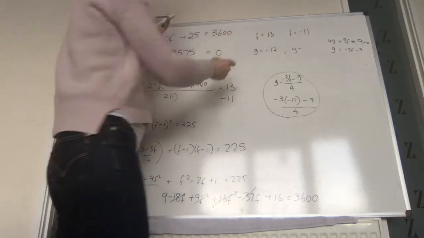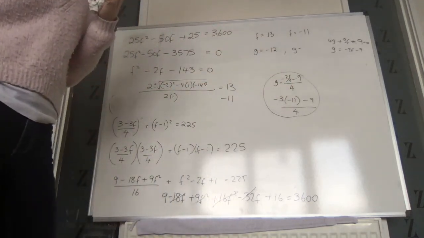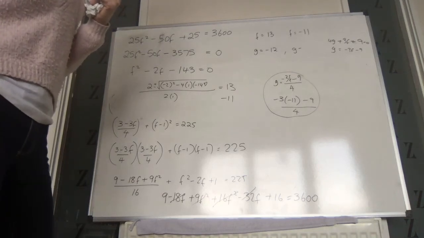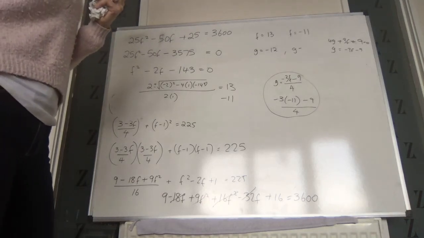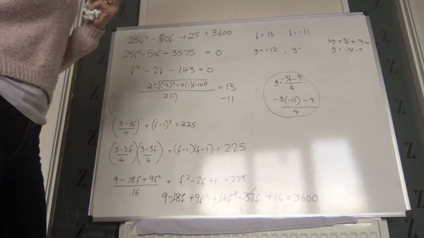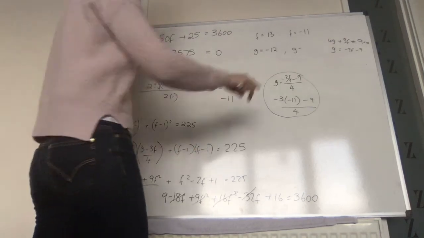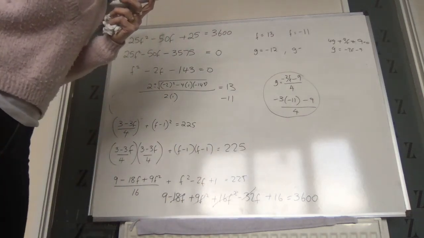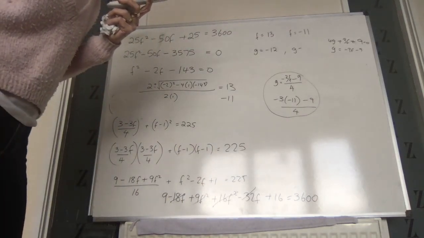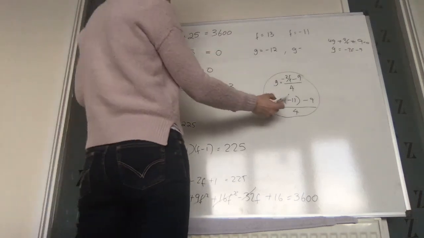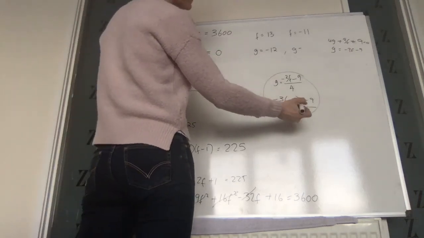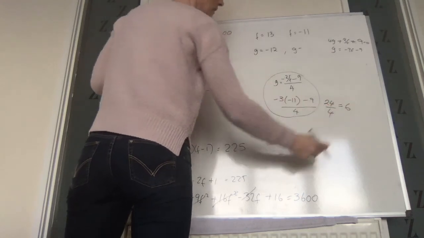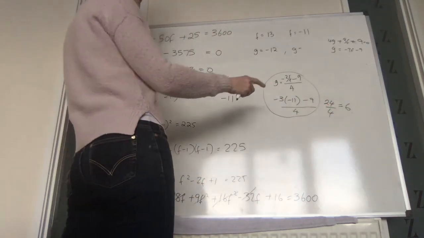Right, one of the answers: f is 13 and g is minus 12. The other one, f is minus 11 and g is 6. Oh yeah, sorry. 33 take away 9 is 24, isn't it? 24 over 4, which is 6. Okay.